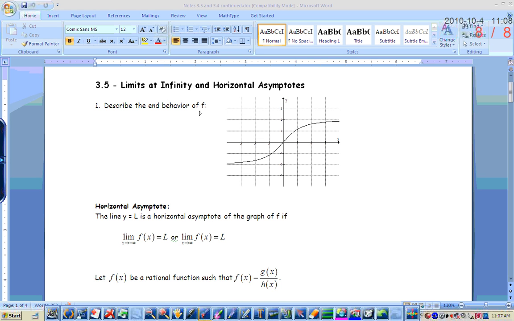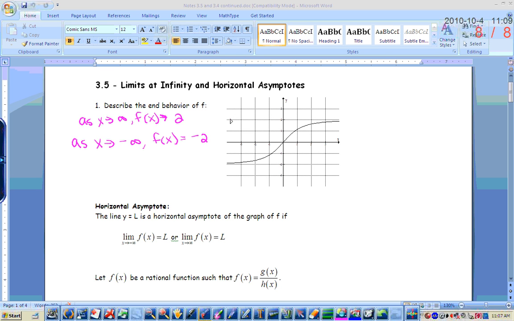All right, describe the end behavior of f. What the end behavior is, and you may remember this from last year, is that as x approaches infinity, f of x is approaching what? 2. Very good. And then the other half of the end behavior is as x approaches negative infinity, f of x is approaching negative 2.